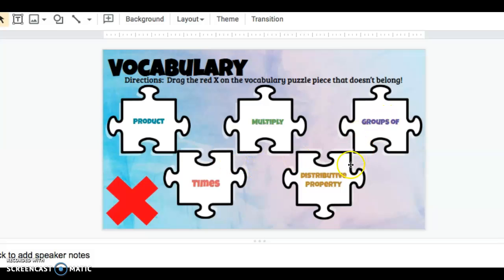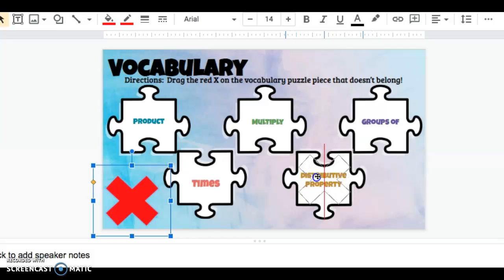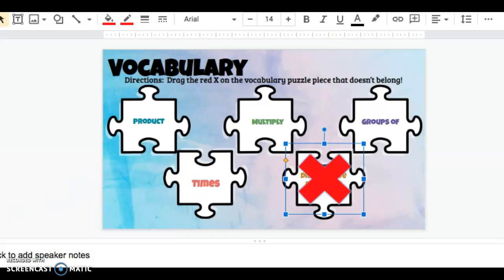And then I see groups of and distributive property. Well, I know groups of means that I'm going to be multiplying, and then distributive property, you multiply in it, but there's also addition in it too. So my X, I'm going to put over distributive property because it's the one that does not belong with those words, because all these other ones, times, multiplying, groups of, tell me they're keywords in word problems that tell me to find the product, which means to multiply.